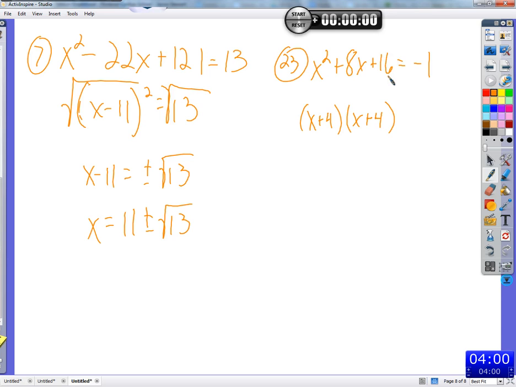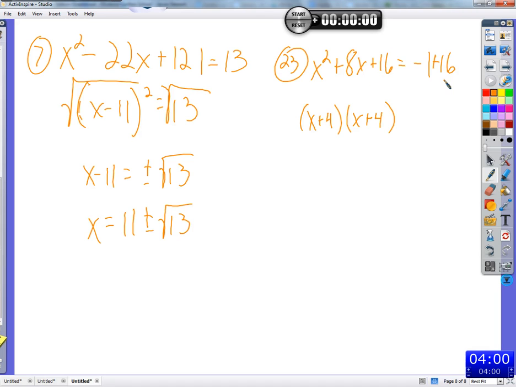16. But hold on. We just added 16, for good reason, but just out of the blue. You know what I mean? It was, to start with, x squared plus 8x equals negative 1. Now we have x squared plus 8x plus 16. Does that equal negative 1? No. What do we do about that?